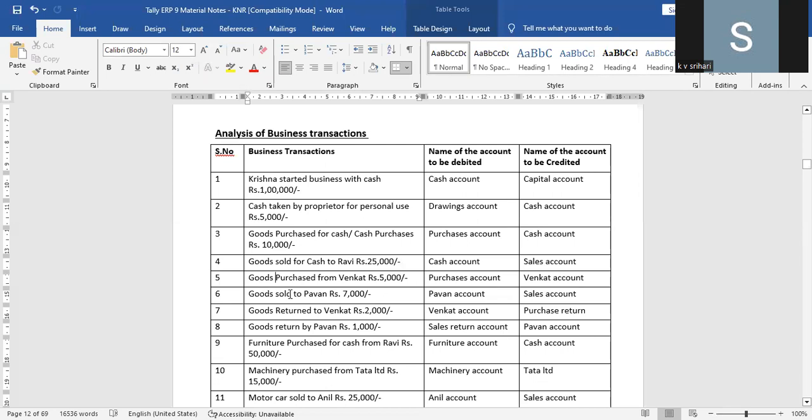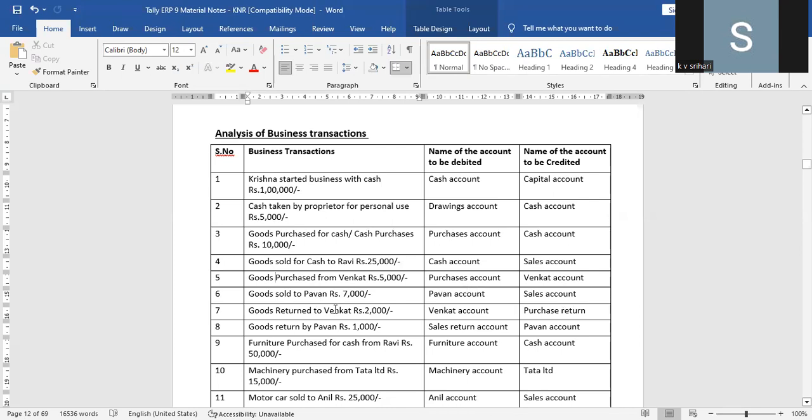Goods sold to Pawan. This is also a credit transaction. Your company sold goods to Pawan. Pawan is a receiver. Pawan receiver, which side? Debit side. Sales is an income, and our goods are going out, credit side. So sales credit, Pawan debit.